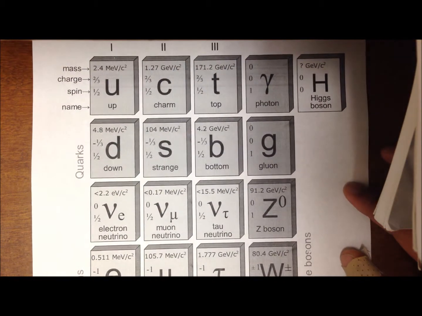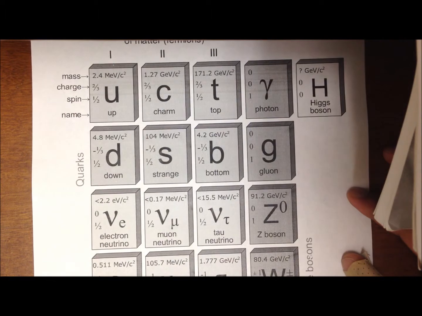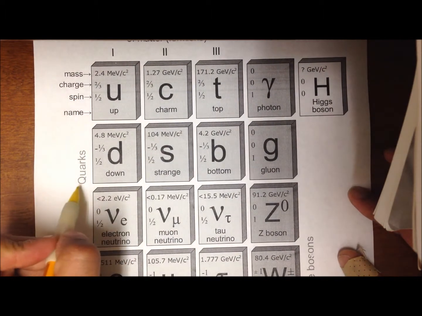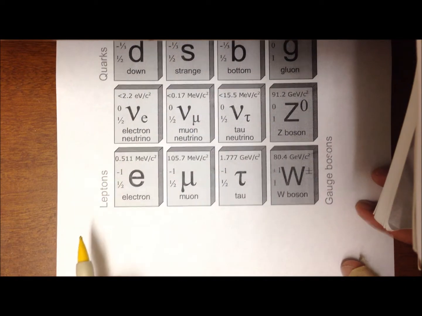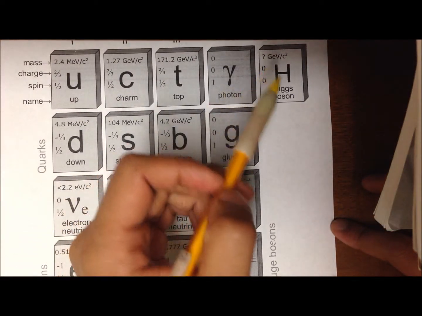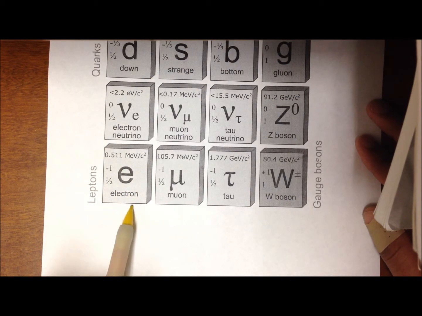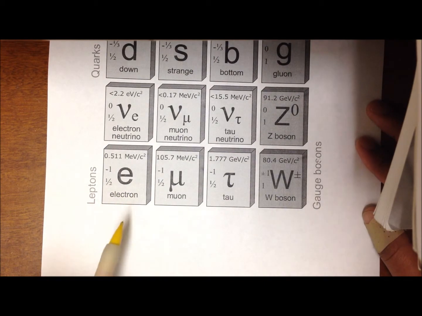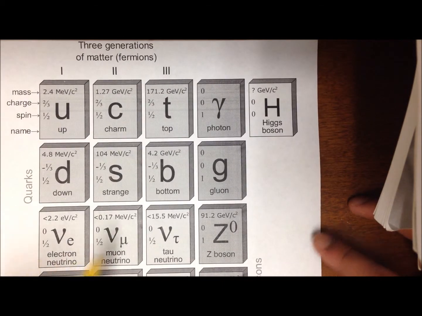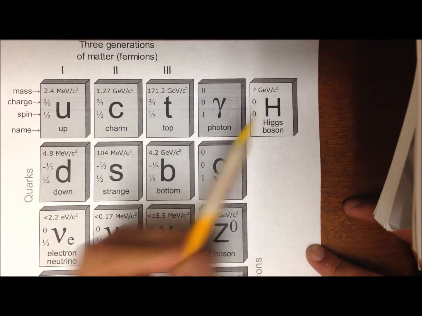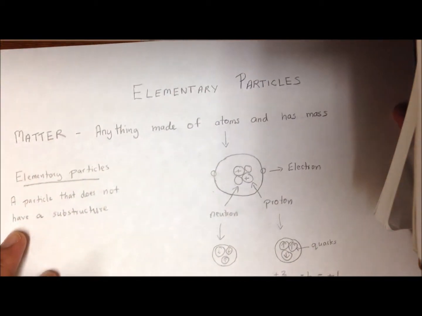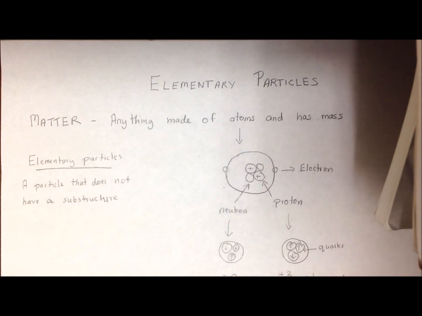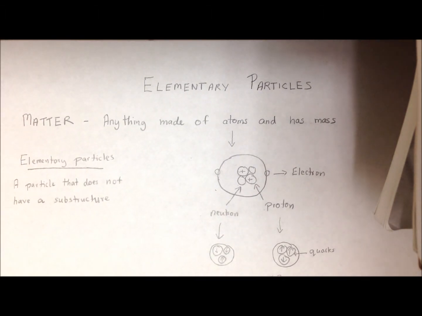This is a standard model of elementary particles. As you can see, we looked at quarks right here, and another category called leptons. The leptons contain the electrons, so electrons are elementary particles. Here is the newly found Higgs boson. So, to sum it up, if it cannot be broken down any further, it is an elementary particle.